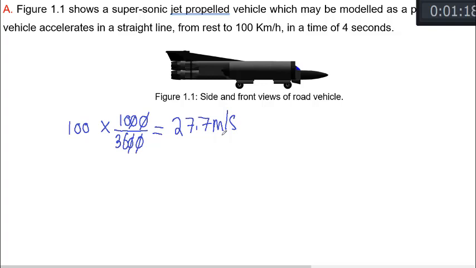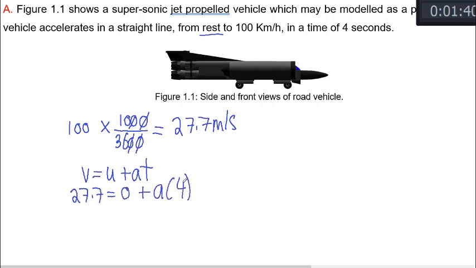If we assume the acceleration is constant, that allows us to use our 4 equations of constant acceleration. This is one of them. V equals u plus at. The final speed, which is 27.7, is equal to the initial speed, which is 0 because it starts from rest, plus the acceleration, which is what we're looking for, multiplied by the time 4.